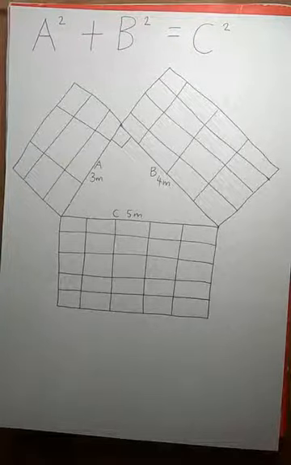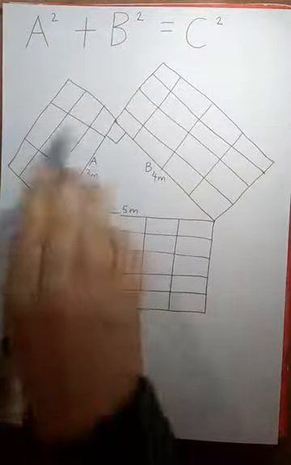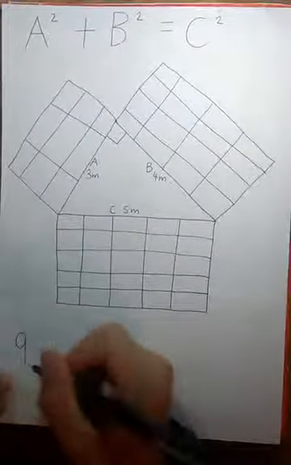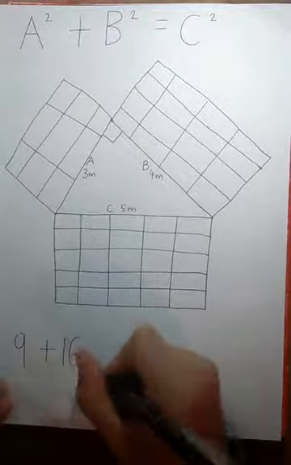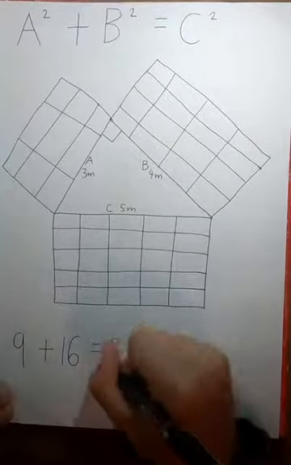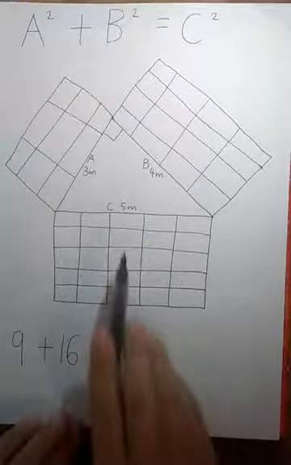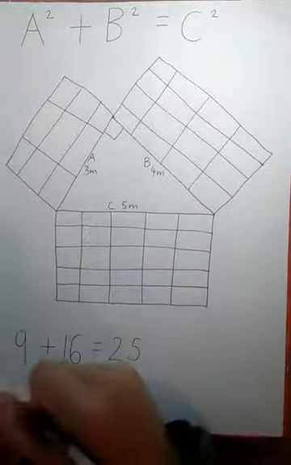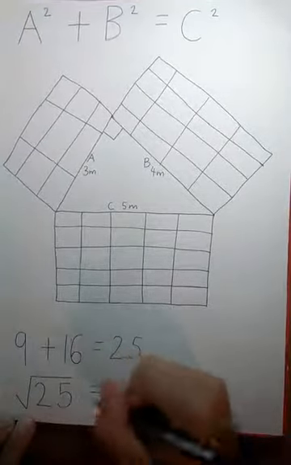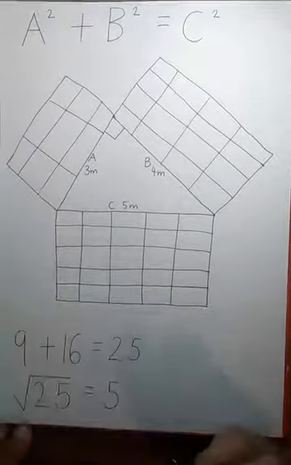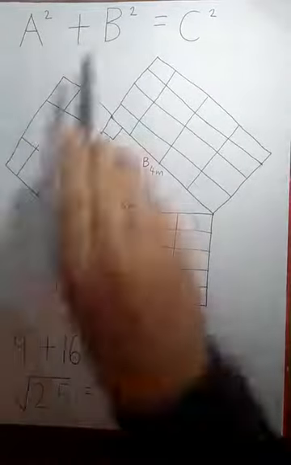So, let's add a squared and b squared and see how it equals c squared. We'll square 3 meters, which equals 9, and we'll square 4 meters, which is 16. 9 plus 16 equals 25. Now that we have 25, we have to do the opposite of squaring and square root 25. And that equals 5, because 5 times 5 equals 25, which then means that the hypotenuse is 5 meters.